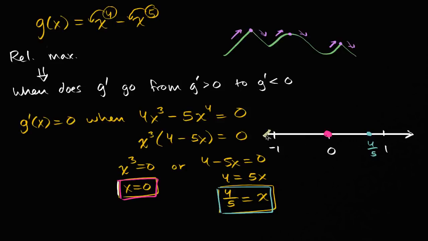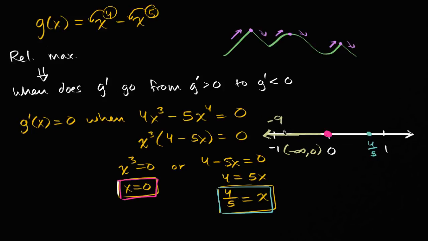So let's think about the interval from -infinity to 0. So this is the open interval from -infinity to 0. And we could just plug in a value. Let's try -1. -1 is pretty straightforward to evaluate. So you're going to have 4 times -1 to the third power, so that's going to be 4 times -1, minus 5 times -1 to the fourth power, so that's just going to be 1. So this is going to be -4 minus 5, which is -9. So right over here, g prime is equal to -9.